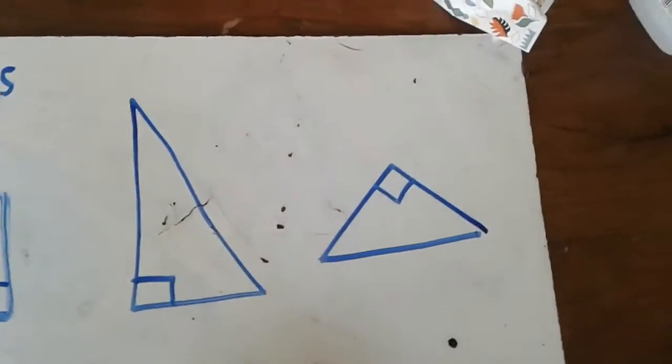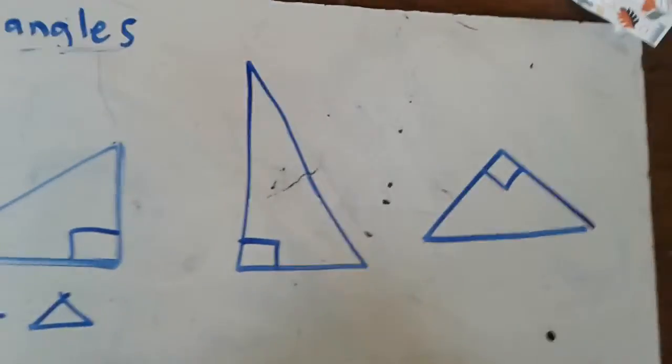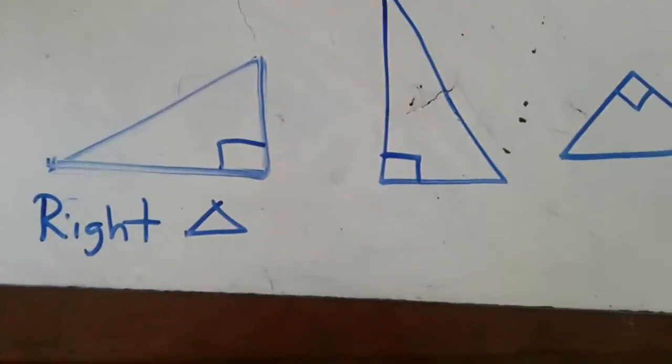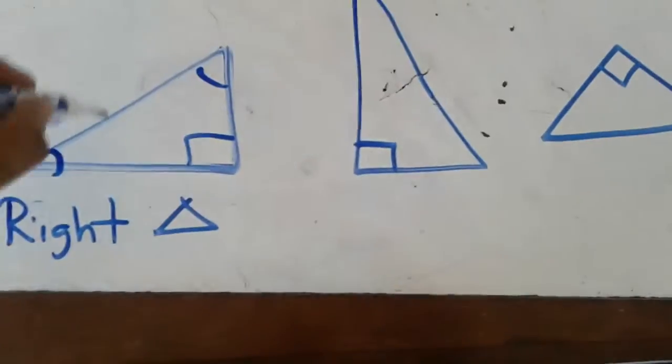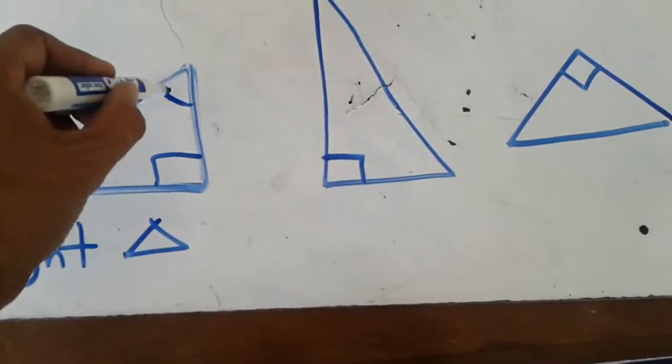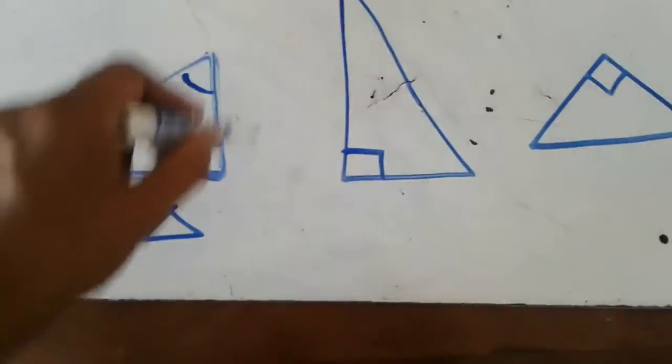They all have exactly one angle of 90 degrees, which means the other two angles have to also add up to 90 degrees because the whole thing has to be 180 degrees. So this angle and this angle will also add up to 90, and that will be 90, and everything is 180.